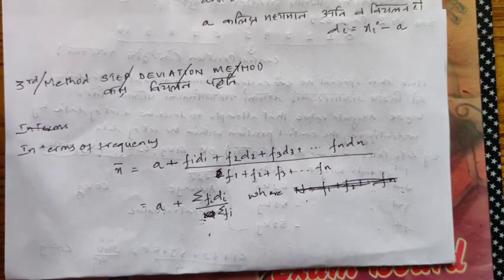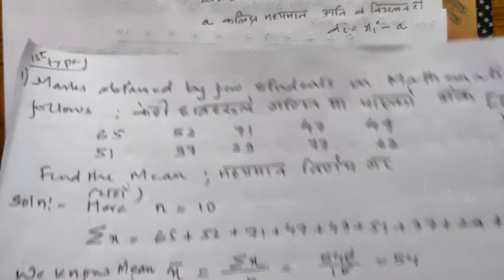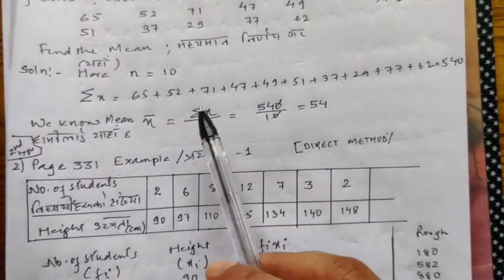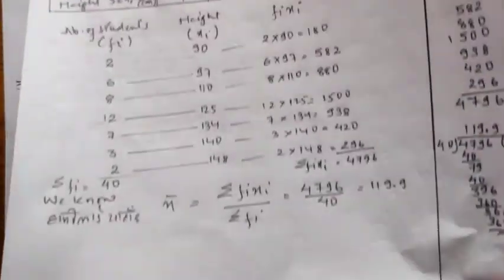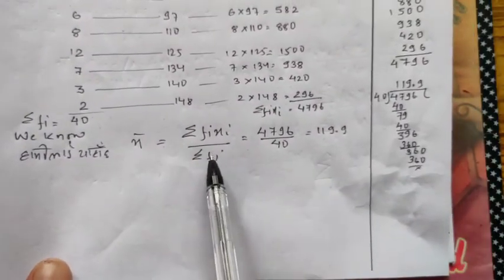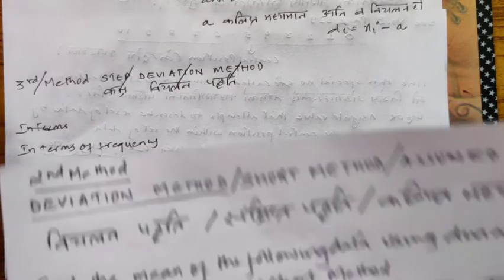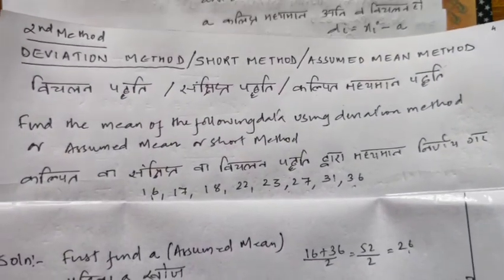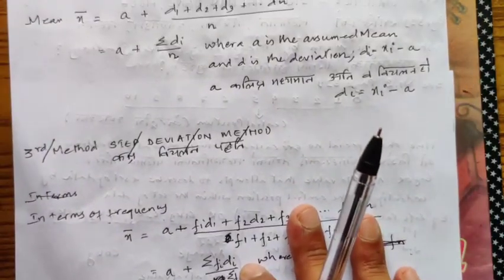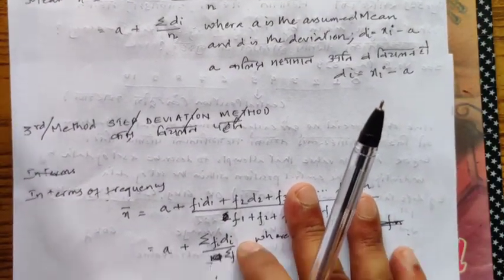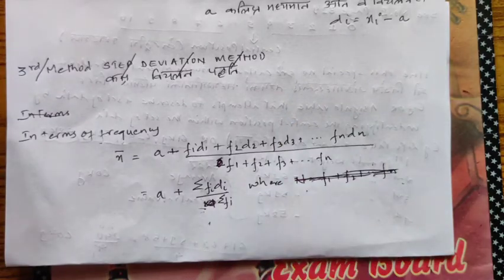Let me just show you one thing. For your previous direct method, when no frequency was given, this was the formula. As soon as the frequency was given, this was the formula. In the same way, for our deviation method or short method or assumed limit method without frequency, this is the formula. As soon as there is a frequency, this is the formula. Pause the video, take a screenshot, copy down the formula.